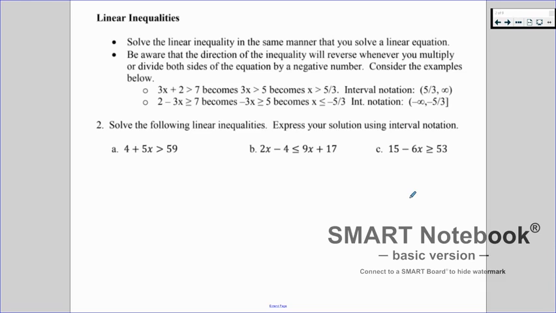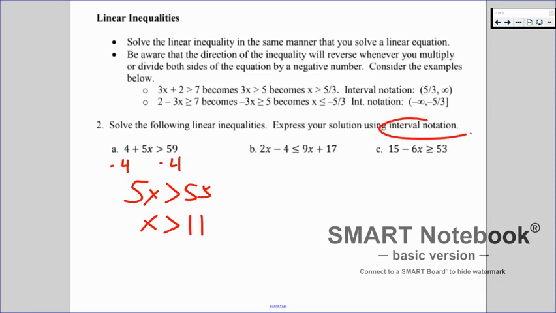So as I'm solving part A, I've got -4 I need to add on to both sides. So I get 5x is greater than 55, and divide by 5, so I get x is greater than 11. It says here we're supposed to use interval notation. They have an example of that up above as well. So I need everything from 11 up to positive infinity. X has to be greater than 11. So I'm going to use 11 and then up to infinity.